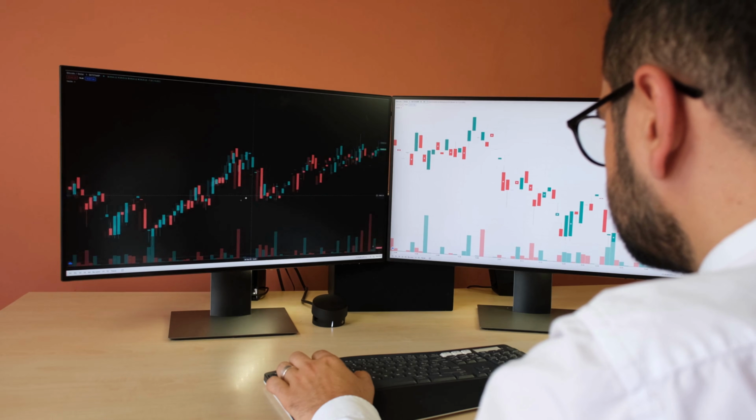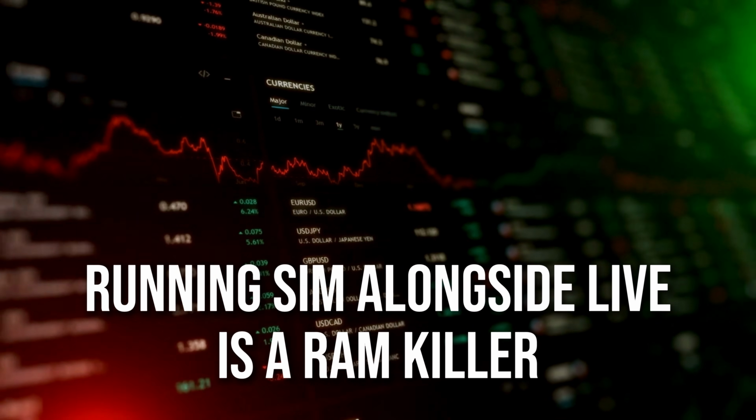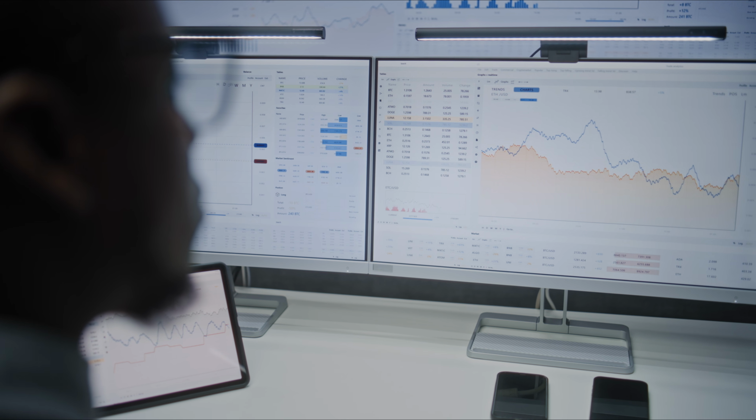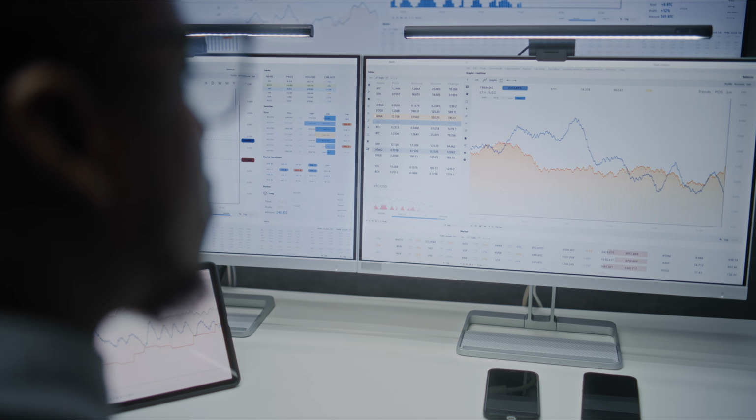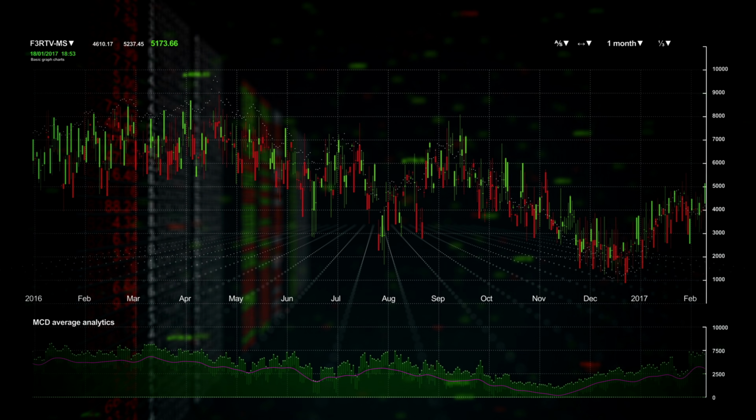The trader who called me asking for 128 gigabytes of RAM told me his platform was freezing mid-session while trading the E-minis. Charting just stopped. He was dead in the water, and he was running his strategy in simulation at the same time as live trading. And that's the scenario almost nobody talks about. Running sim alongside live is a RAM killer. You're running 2 full trading environments at once, each pulling real-time data, each calculating indicators, each rendering charts.